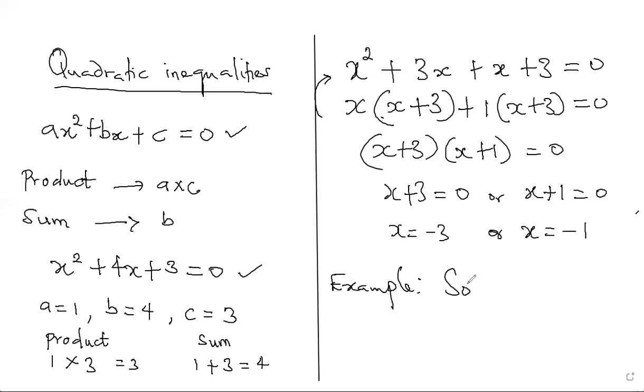Let's say solve x squared plus 4x plus 3 less than 0. So let's say that's the problem that you have. How do you deal with these?